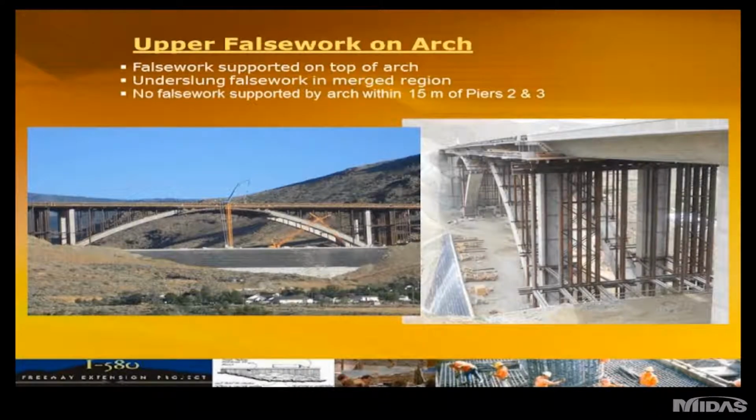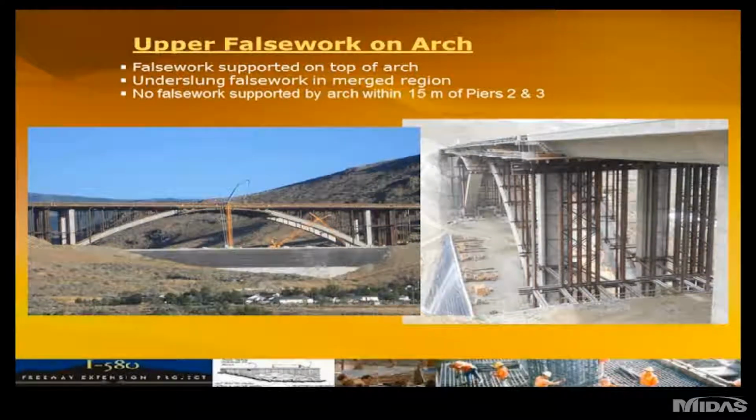After all the lower falsework was removed, the contractor installed the upper falsework on the completed arch rib in order to cast the superstructure. Again, all the loading had to be analyzed for all construction stages. There was a limitation that no falsework be within 15 meters of the main piers.